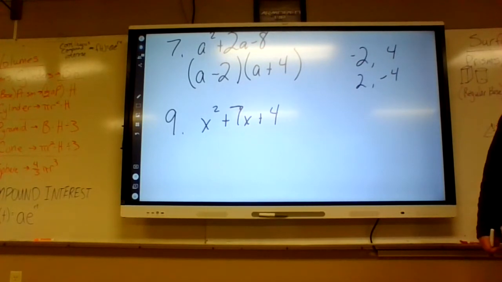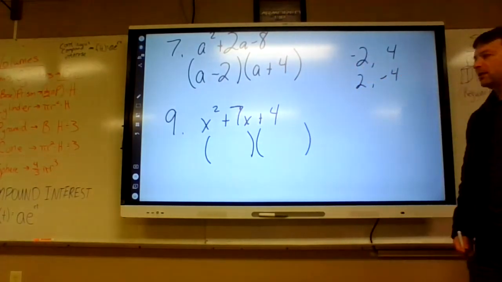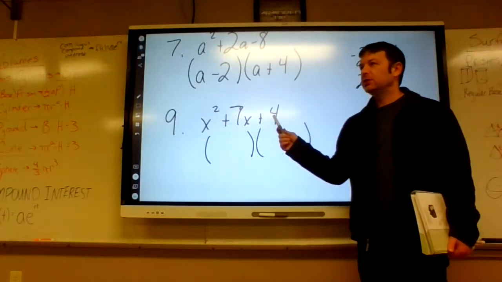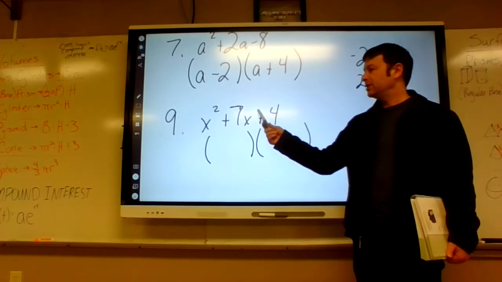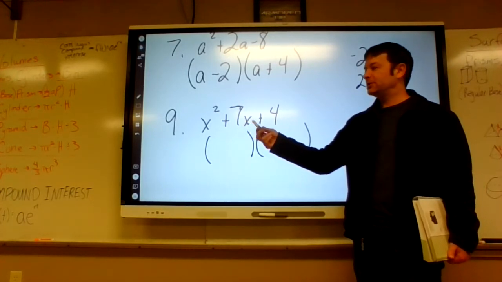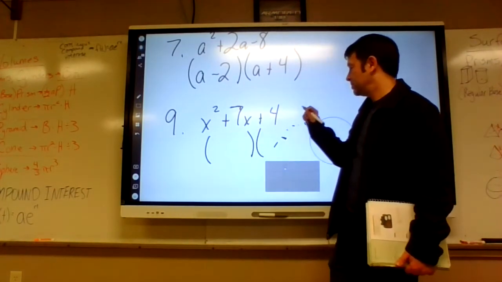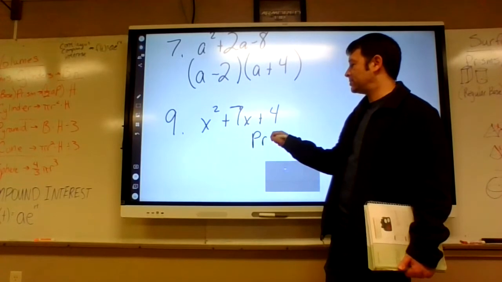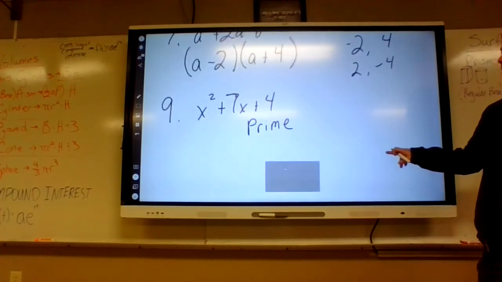Okay, so what question am I going to ask? What multiplies into 4 that adds up to 7? There's not a lot of stuff that goes into 4, right? 2 and 2, or 1 and 4. Which adds up to 7? Not 2 and 2 and not 4 and 1. So it's prime. You heard me earlier, I said there's going to be 2 odd primes and 3 even primes. So we got one of the odds down.